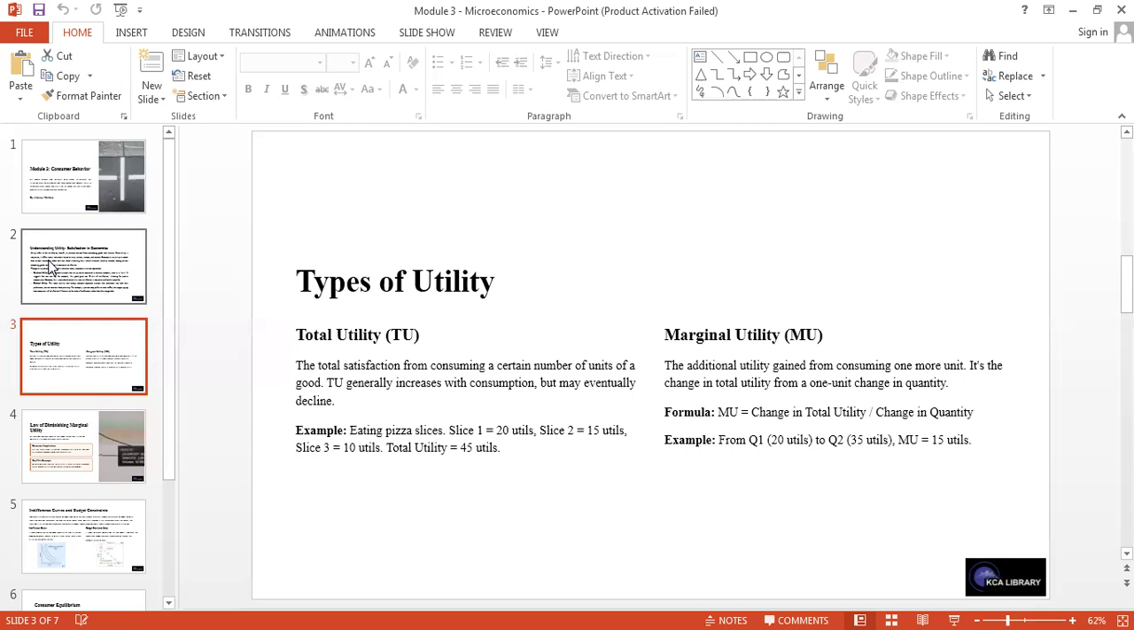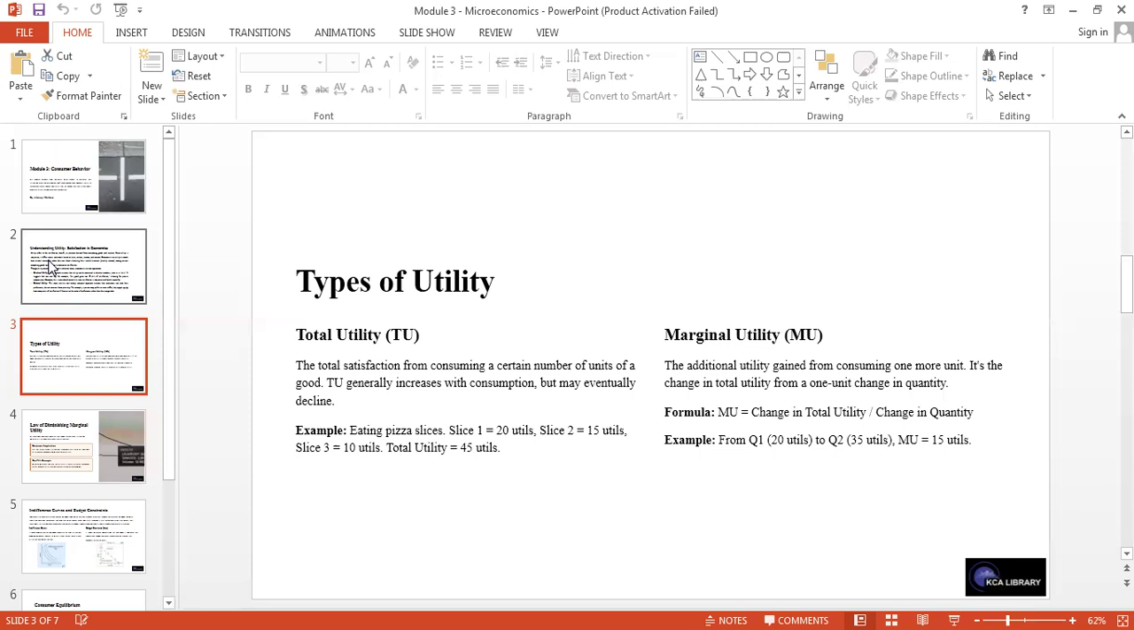For example, eating pizza: slice one, you took 20 utils, slice two, 15, slice three, 10, and then you look at everything together. The total utility is 45 utils, and this is total utility. We have the marginal utility as another type, and this is the additional utility gained from consuming one more unit. It's the change in total utility from a 1 unit change in quantity. The formula to calculate that is change in total utility divided by change in quantity.